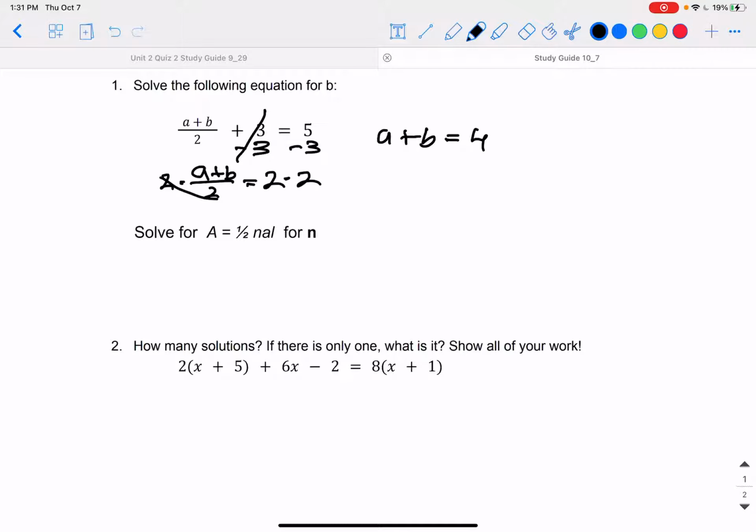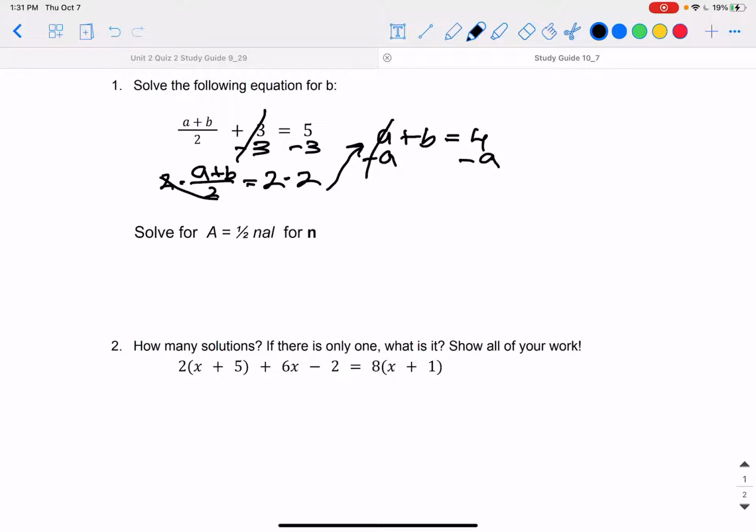Okay, so I'm running out of room on this first line, so I'm just going to draw an arrow to show that I'm moving up here, and you can do the same thing if you run out of room on your quiz. Okay, so a plus b equals 4. I'm looking for b, so I want to get a on the other side, so I'm going to subtract a from both sides. These cancel. I have b equals 4 minus a.